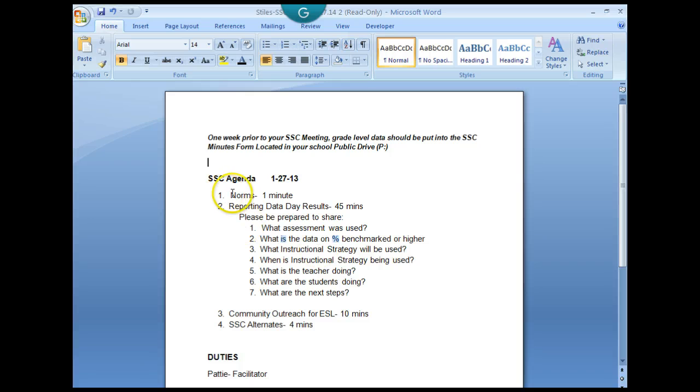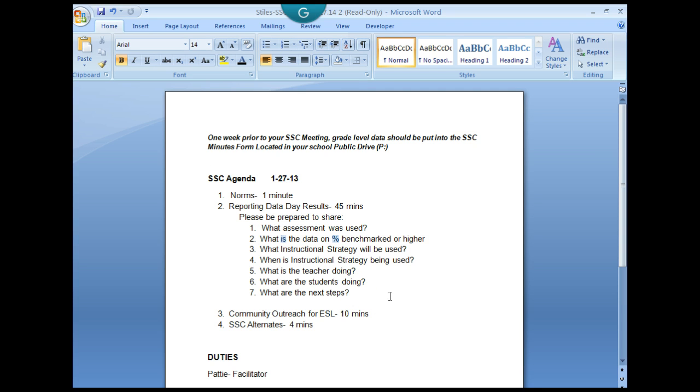Number 2, specifically, what data are grade levels expected to communicate? This agenda is from one of our buildings in the district, and the building principal has communicated what assessments were used, what the data is on benchmark or higher, what instructional strategies will be used, when the instructional strategy is going to be utilized, what the teacher is doing, and what the student is doing.